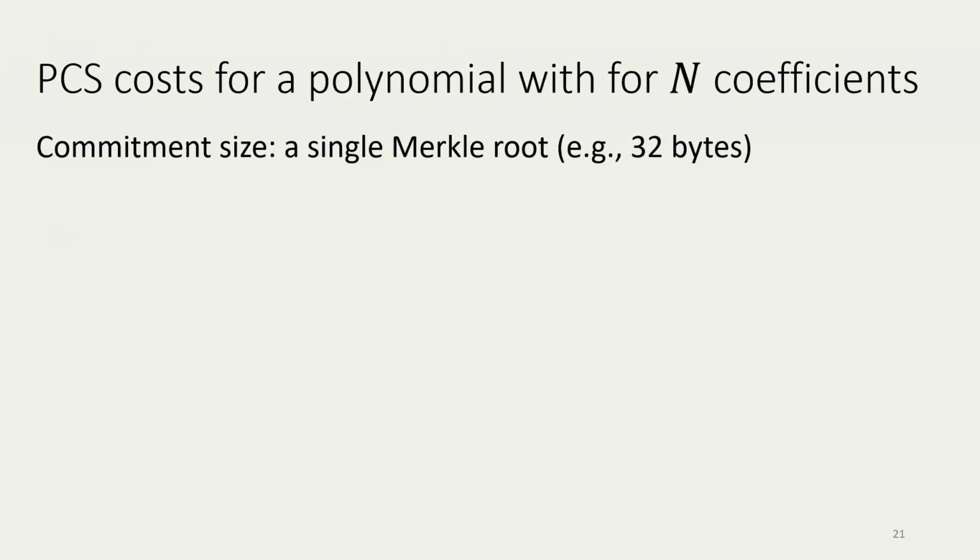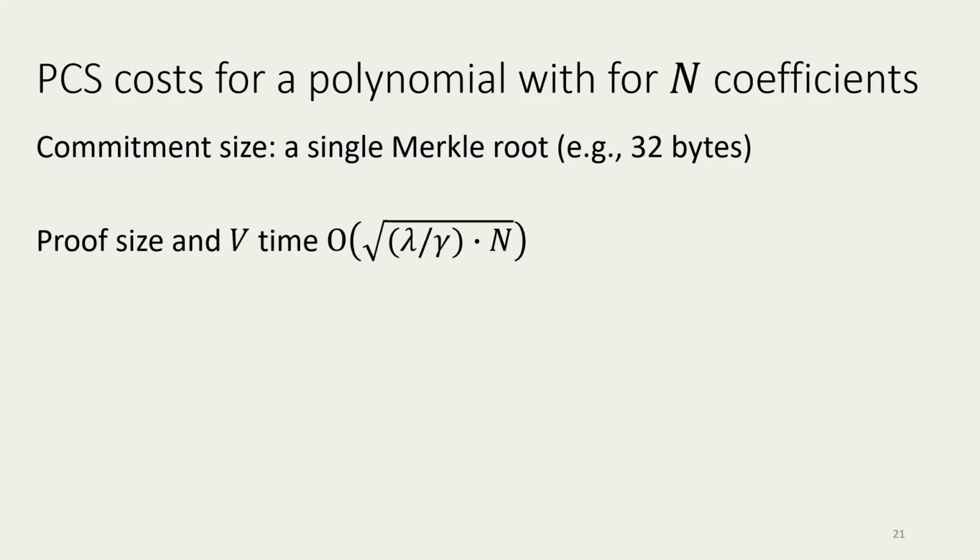So in terms of cost, the commitment size is a single hash value, so for example, 32 bytes in concrete terms. The proof size and verify time are both square root in the size of the polynomial.